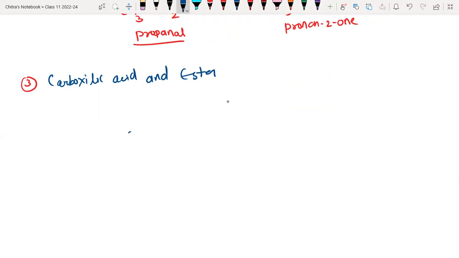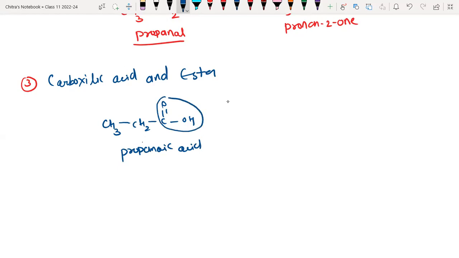So I'm just taking CH3, C double bond O, OH. It is ethanoic acid. No, we have to have one more carbon. So I'm taking propanoic acid. It is CH3, CH2, C double bond O, OH. It is propanoic acid. Prop and oic acid. So it is a carboxylic acid group. That functional group is called the carboxylic acid.